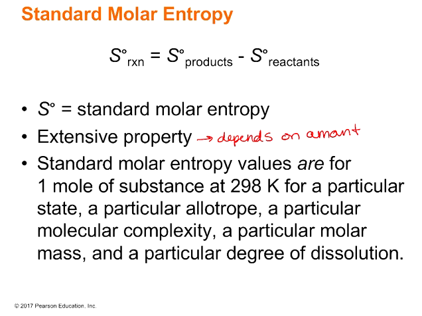But density of a substance doesn't change based on the amount because it's always a ratio between mass and volume. All right, so standard molar entropy values are for 1 mole of substance at 298 Kelvin, so 25 degrees Celsius, for a particular state, a particular allotrope, a particular molecular complexity, etc. So the standard here is that we have 1 mole of substance at 298 Kelvin.